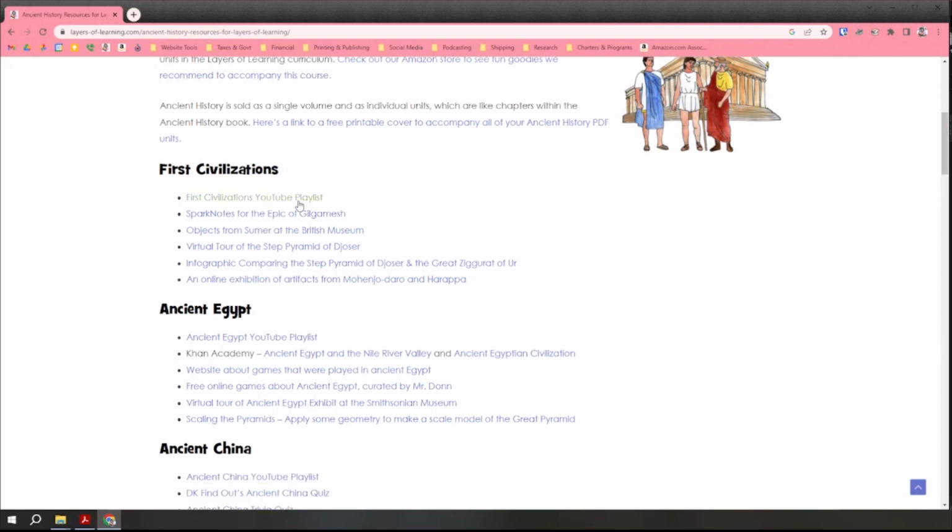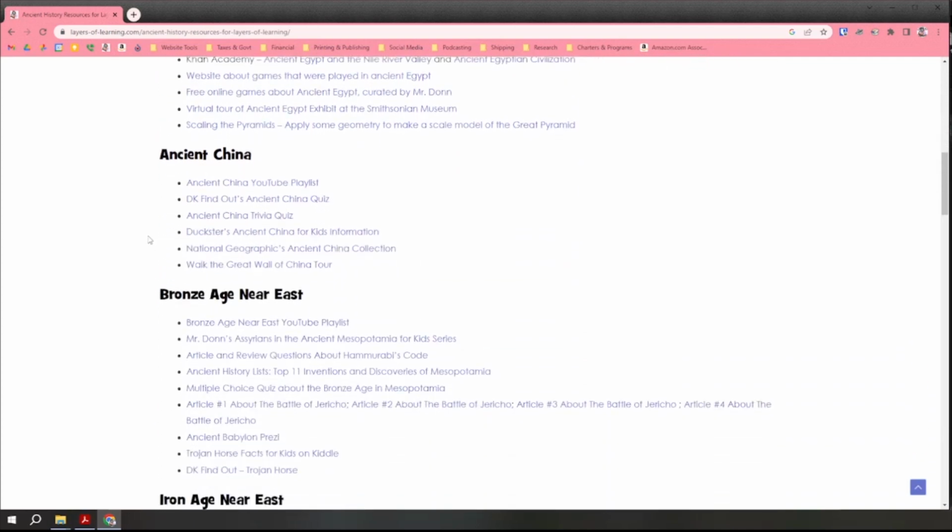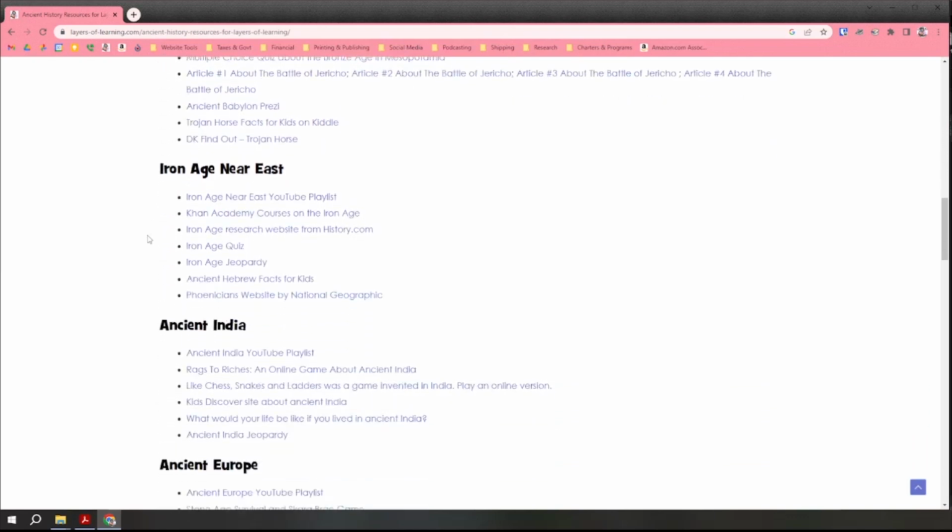Every unit has a YouTube playlist, and the playlist is specifically curated to go with the explorations in the unit. You would not watch the entire playlist. You would just be picking between them the ones that you are covering, the topics that you're covering specifically during the unit. So that's what the Layers of Learning Ancient History book looks like.